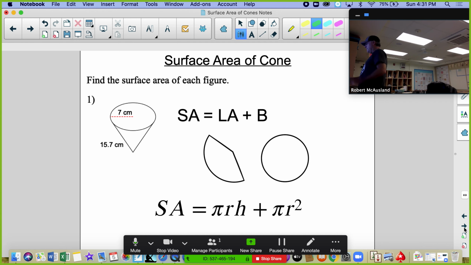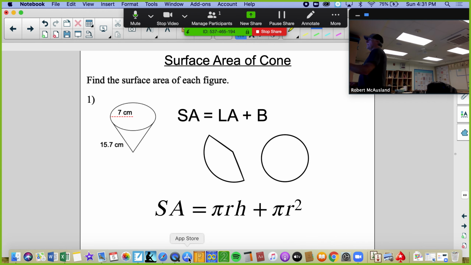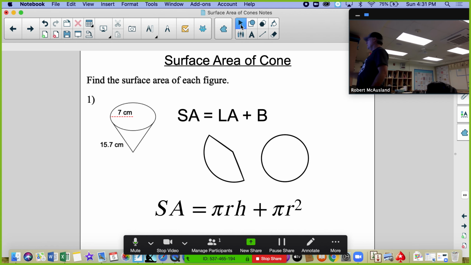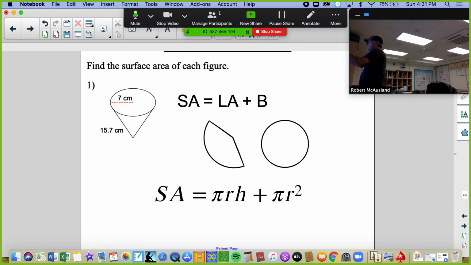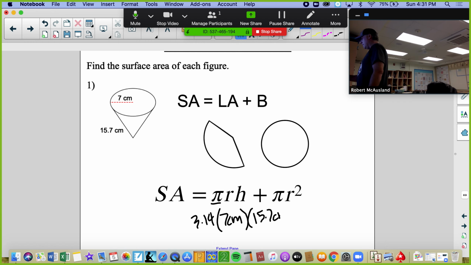So if we plug in this information, let's get my pointer for a second, and let's see if we can fill in those values. The first value is pi. We're going to plug in 3.14. The radius is 7 centimeters. And the height, meaning the slant height, is 15.7 centimeters.